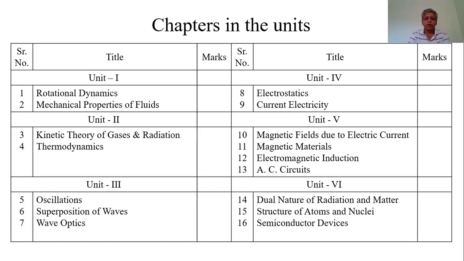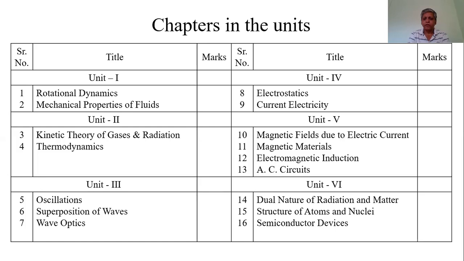In unit third, there are three chapters: oscillations, that is the fifth chapter, the sixth chapter is superposition of waves, and the seventh chapter is wave optics. In unit fourth, there are two chapters, electrostatics and current electricity. In unit five, magnetic fields due to electric current, magnetic materials, electromagnetic induction, and AC circuit. These are the four chapters included in the unit fifth.